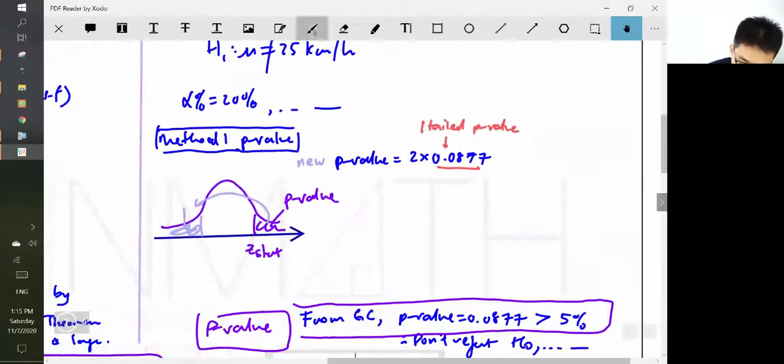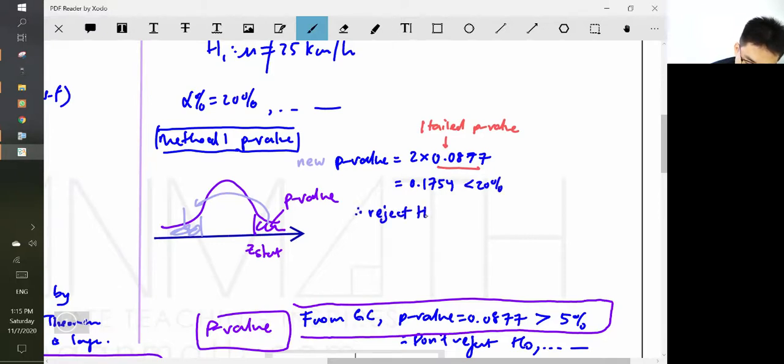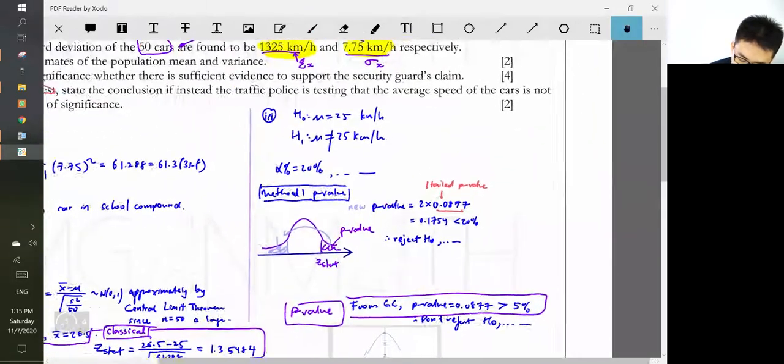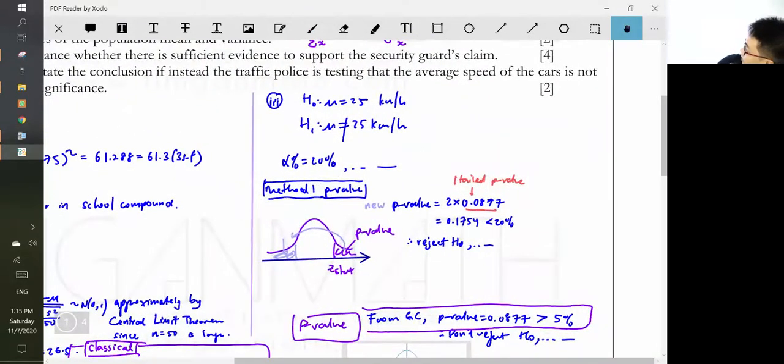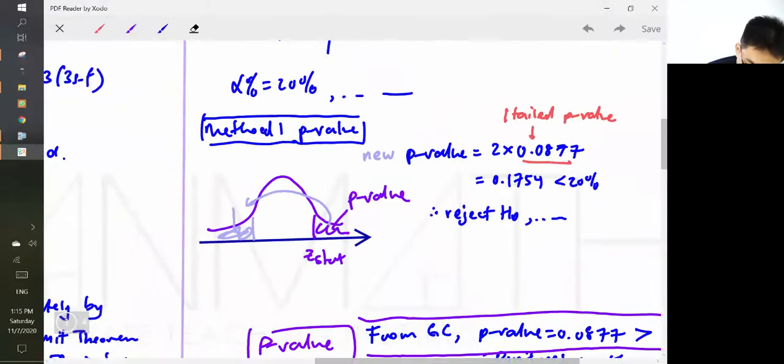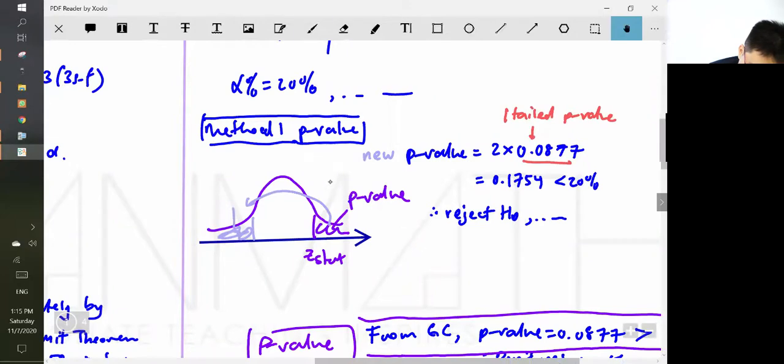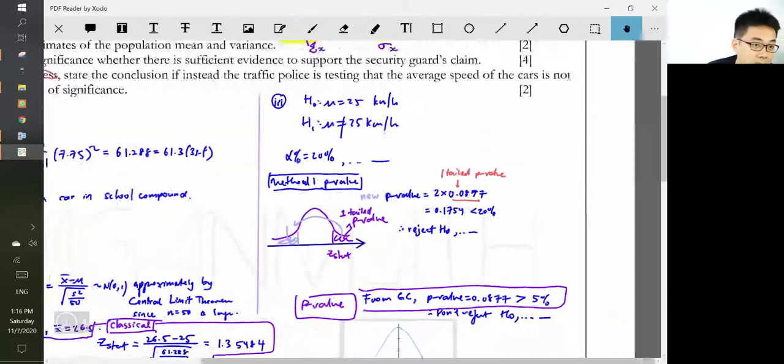So this one ultimately will get you 70%, which is actually less than 20%, so hence reject H0 and conclude. This is method 1. Can you just put this as the 1-tail p-value? It's easier. The 1-tail p-value is here. So when you change to 2-tail, you just multiply by 2, replicate over.